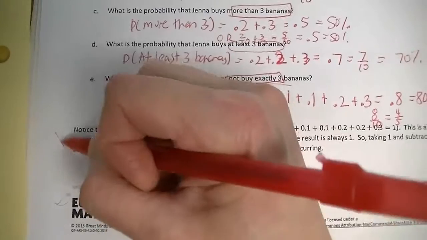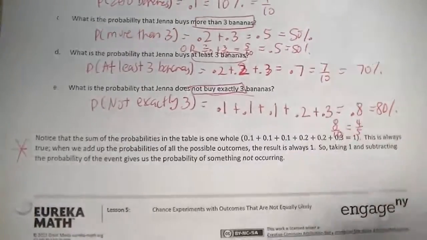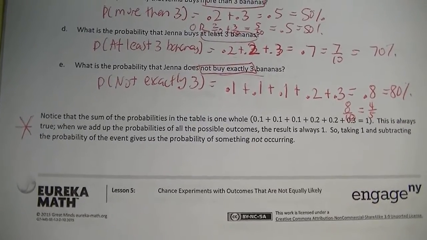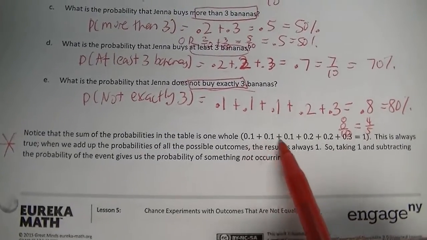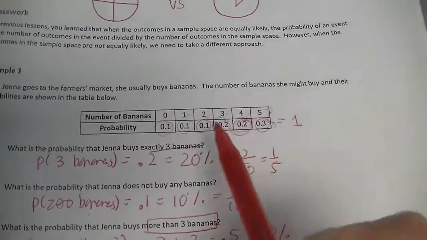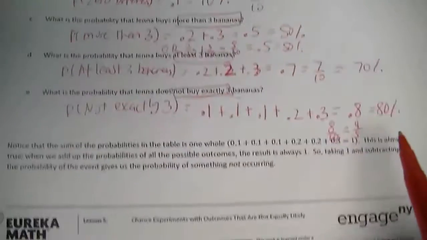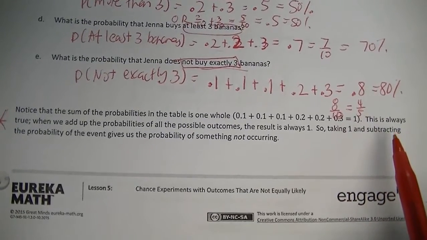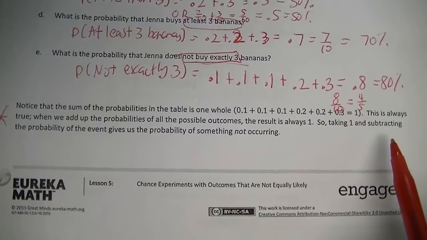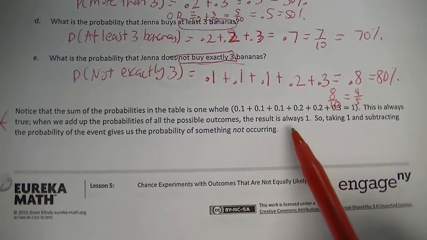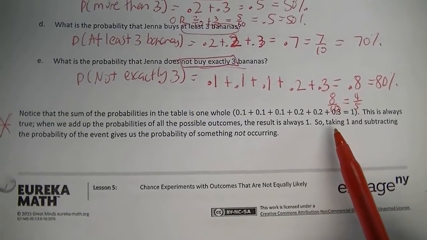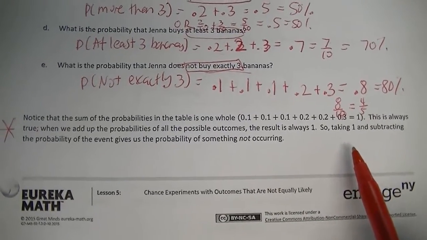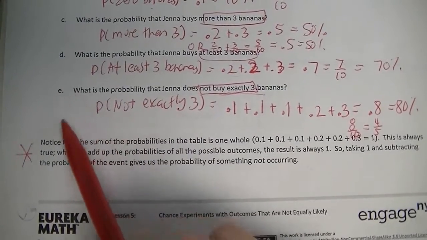Okay, this down here is super important, and I think I've already talked about this, but here's what they officially say out of your book. Notice that the sum of the probabilities in the table is 1 whole. See all this from the table right there? I already told you that. That equals 1. This is always true. When we add up the probabilities of all the possible outcomes, the result is always 1. So taking 1 and subtracting the probability of the event gives us the probability of something not occurring.